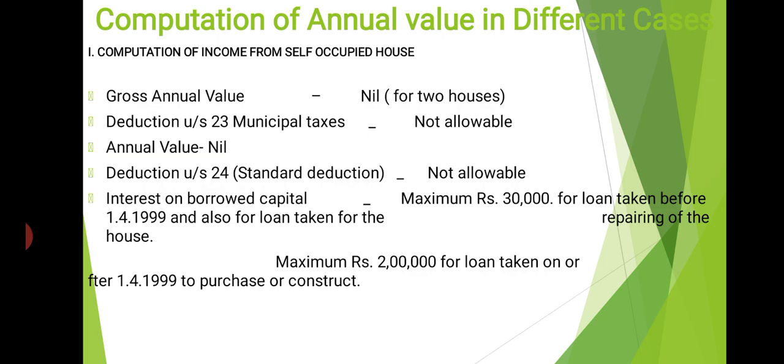So when the house is self-occupied, gross annual value nil, deduction nil, annual value nil, standard deduction nil. But interest on borrowed capital can be claimed as a deduction even though it is a self-occupied house. But there is a condition: we have to take into consideration the date of loan. If the loan is taken before 1999, maximum up to 30,000. If it is after 1st April 1999, we can claim maximum up to 2 lakh rupees.